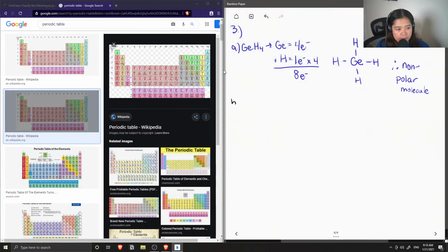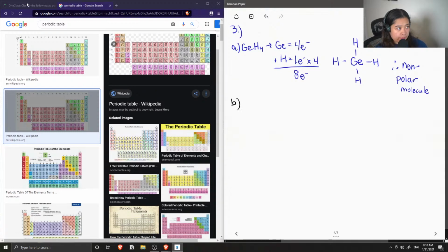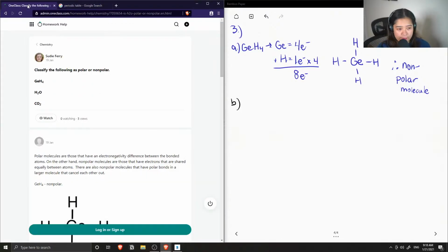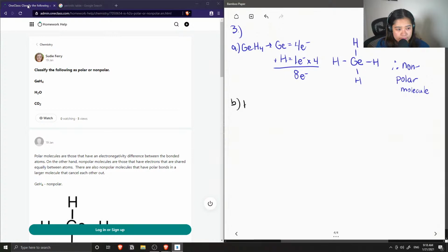Okay, so on to our second compound. We have water, H2O. Okay, so again, hydrogen has the 1 electron multiplied by 2. Oxygen has 6 valence electrons.